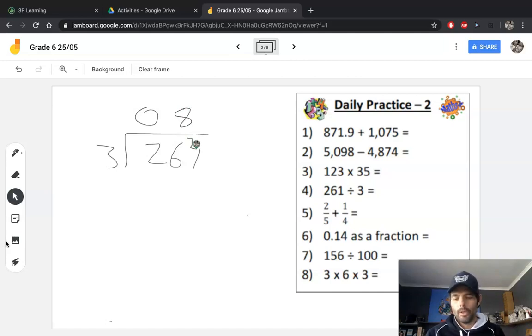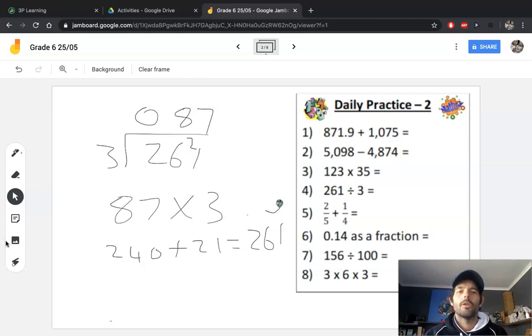And 3 goes into 21 7 times. And to check that, we can say 87 times 3. And we know 80 times 3 is 240, and 7 times 3 is 21. And that gives us 261. So we know we must be correct.